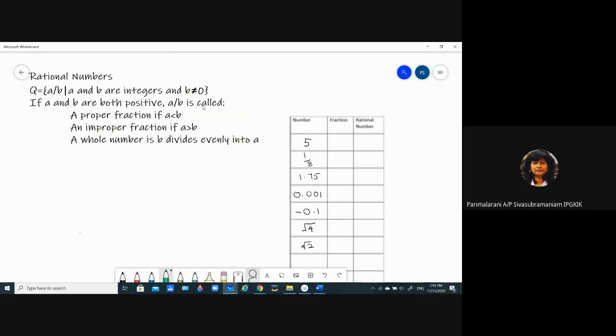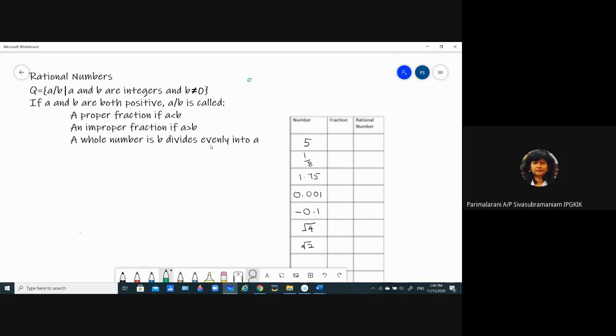So let's look at rational numbers first. Rational numbers are a set of numbers where, if you can write the number in the form of a fraction as a over b, where a and b are integers and b is not equal to 0, then it is called a rational number.